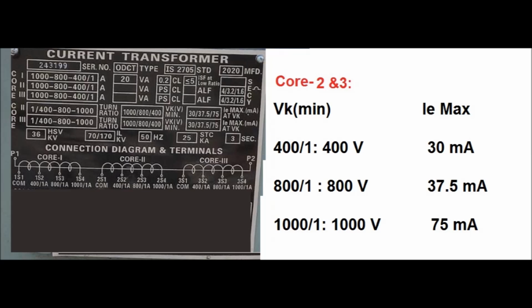Now when Vk for 400 by 1 CT ratio is 400 volt, then I maximum, that is maximum magnetizing current, shall be 30 milliampere. And for 800 by 1, when minimum Vk is 800 volt, then the I max is 37.5 milliampere. Similarly, for 1000 by 1 ratio, minimum Vk, that is at 1000 volt, the I max is 75 milliampere. Now what does it mean?